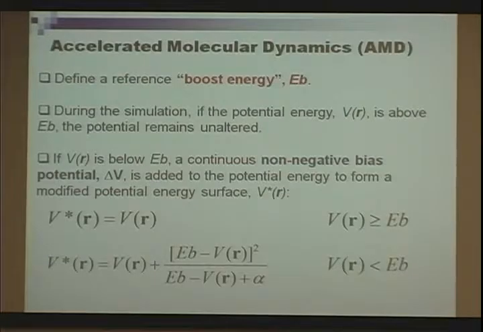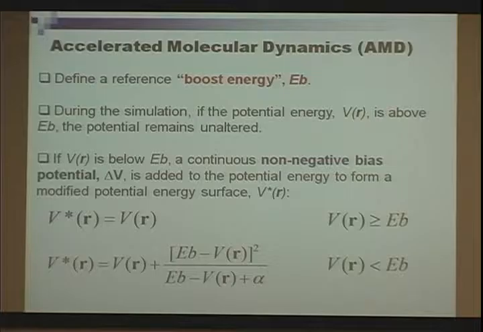proteins. So in accelerated molecular dynamics, we define a boost energy or reference energy that lies above the potential energy surface of the system. And then during the simulation, at each step, we calculate the potential energy where we are in the configurational space. If that potential energy happens to be above the boost energy, then we leave the potential energy alone. But if the potential energy is below the boost energy, we add a continuous non-negative bias potential. And the amount of energy that we add to the potential energy surface depends on this energy difference.